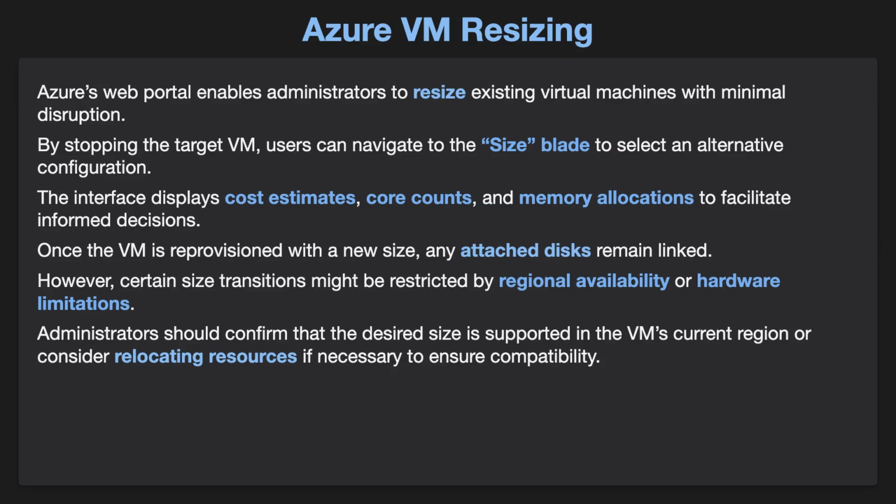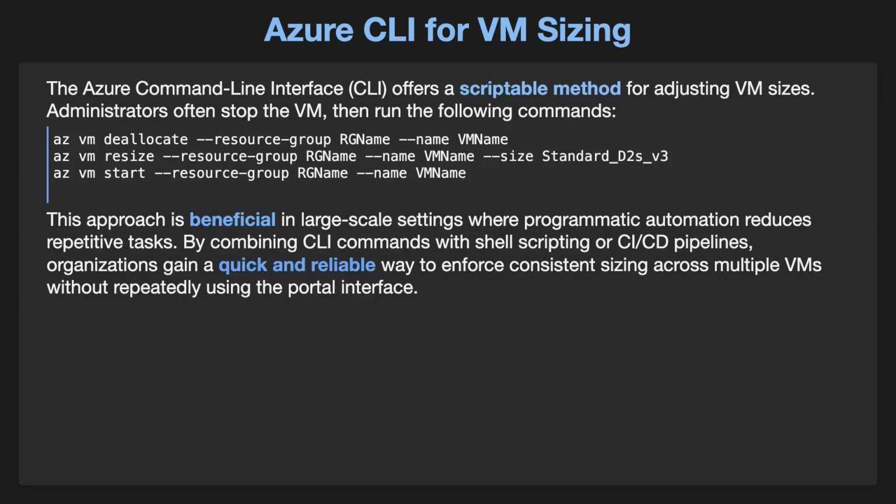However, certain size transitions might be restricted by regional availability or hardware limitations. Administrators should confirm that the desired size is supported in the VM's current region or consider relocating resources, if necessary, to ensure compatibility. The Azure Command Line Interface, CLI, offers a scriptable method for adjusting VM sizes.